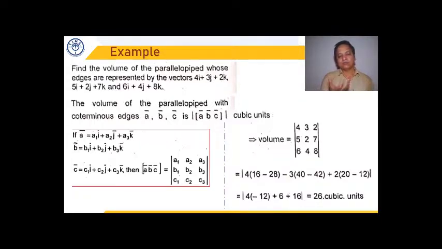We simply use the scalar triple product and write the vectors and solve the determinant. Theory based question, you have to remember that the volume of a parallelepiped whose coterminous edges are given by 3 vectors is simply the scalar triple product of the vectors.